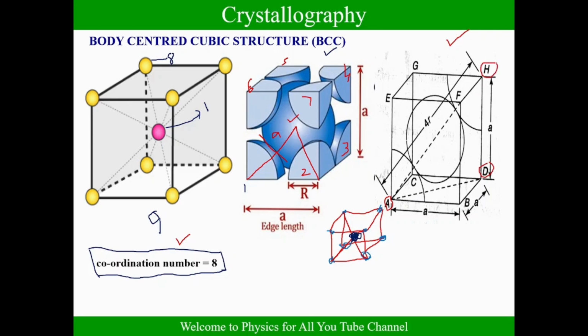Now in this triangle ADH, we have to find the diagonal. So where is the diagonal? A to H is called a diagonal. So now in the case of ADH, again we have to apply the Pythagoras theorem.